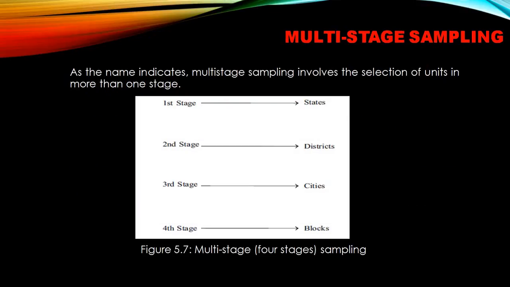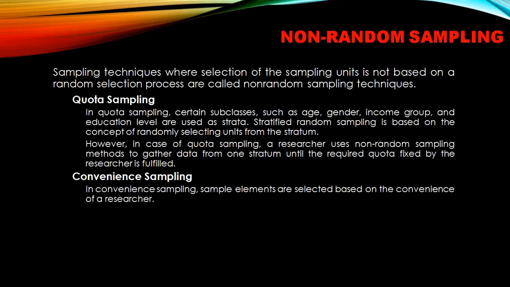Now in multi-stage sampling, as the name indicates, multi-stage sampling involves the selection of units in more than one stage. Let us say at the first stage I do the sampling from states, at the second stage I do it from districts, third stage I do it from cities, and on the fourth stage I do it from blocks. So this is what is multi-stage sampling.